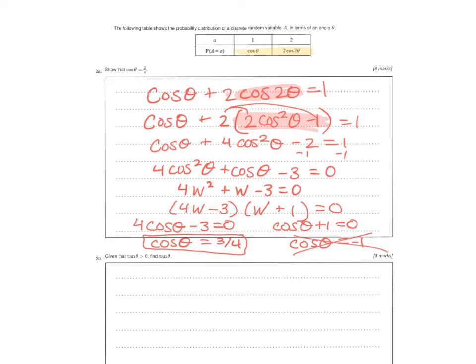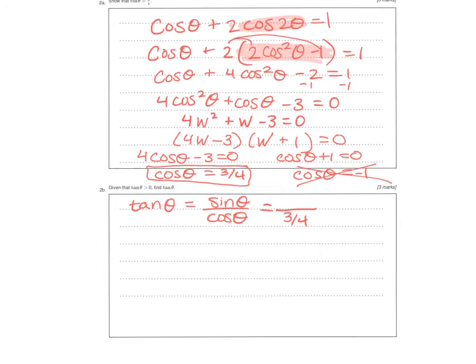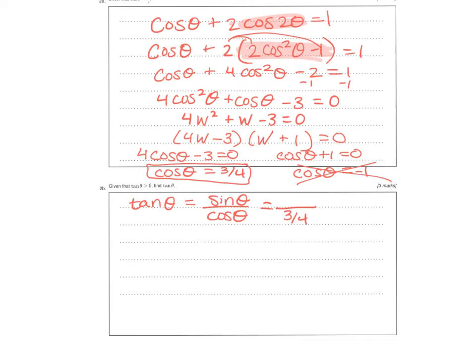So now we've shown that cosine of theta is 3/4, and now it says find tangent of theta. So we know what cosine is. We also know one rule for tangent of theta is that it's sine over cosine. So we do know cosine is 3/4, but we don't know what sine is. So we're going to have to pause on the tangent and focus on finding sine.